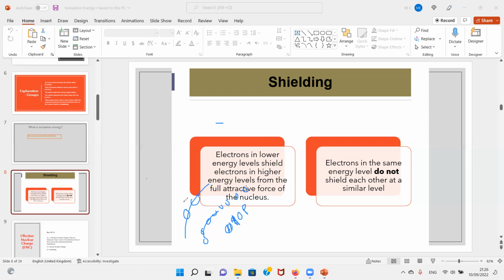And since the valence electrons will not feel the full positive charge, it will be easier to remove them, because they will not be as much attracted to the nucleus as the core electrons. Okay.